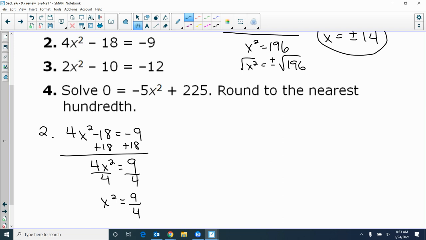Now here's the issue. If you actually divide 9 by 4 on your calculator, it gives you a decimal. We don't want that, because it doesn't say round to the nearest hundred, it doesn't say round. And plus, if you take a look at 9 and 4, those are perfect squares. We know they're square roots. So at this point here, you take the square root.